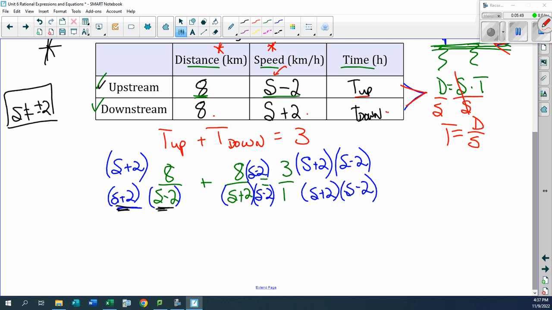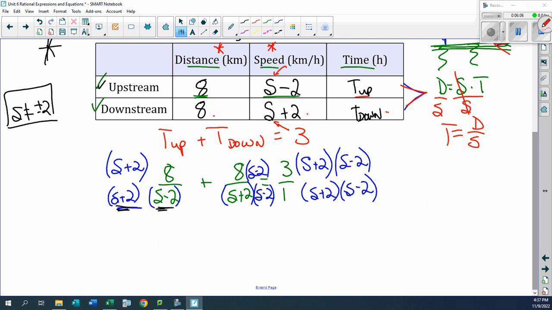2 minus 2 gives you a speed of 0. Are you going to travel any distance when you're not going anywhere? Think about it. If your speed is 0, can you go anywhere? No. That's why that's a non-permissible value. Same thing goes with this one.